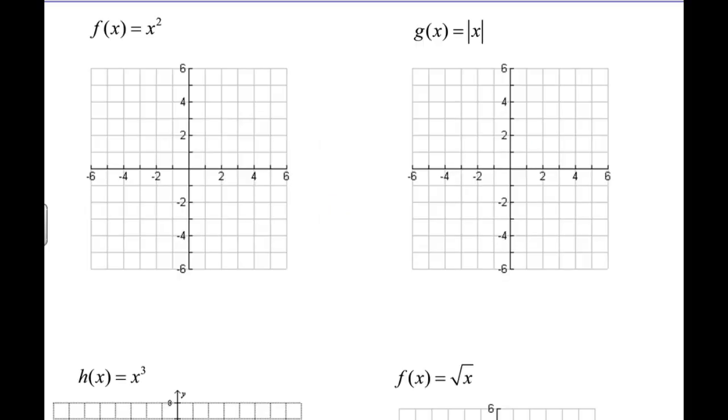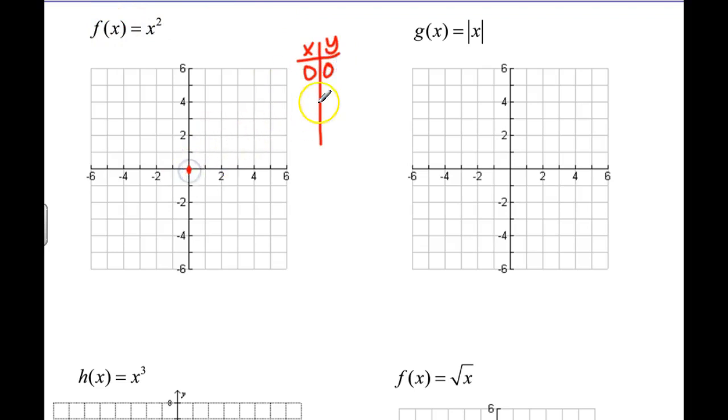Before we get too much into piecewise though, I want you to know these four graphs by heart. It's really going to help you in the lessons going forward. So let's go ahead and learn them. We're just going to plot a few points here like we did in the last chapter, x comma y. So if we plug in, say, 0 for x, we get 0 squared, which is 0. So we have a point right there.